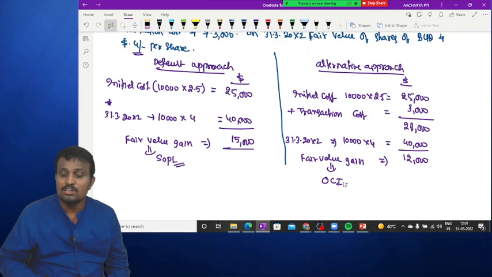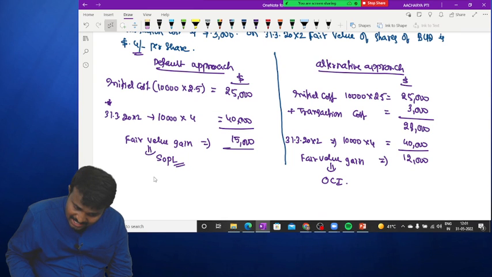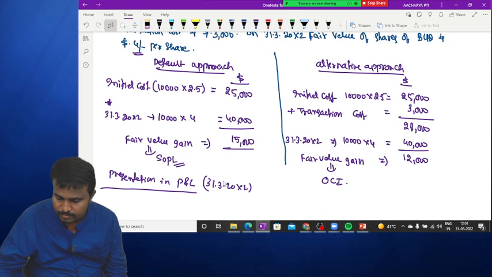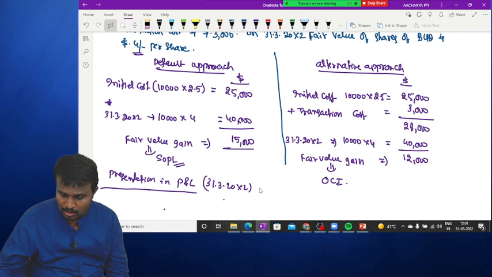Then one more thing I will explain here. Presentation in P&L relating to these items on 31st March 20X2, meaning in the two cases: if you are under the default approach, and if you are under the alternative approach.